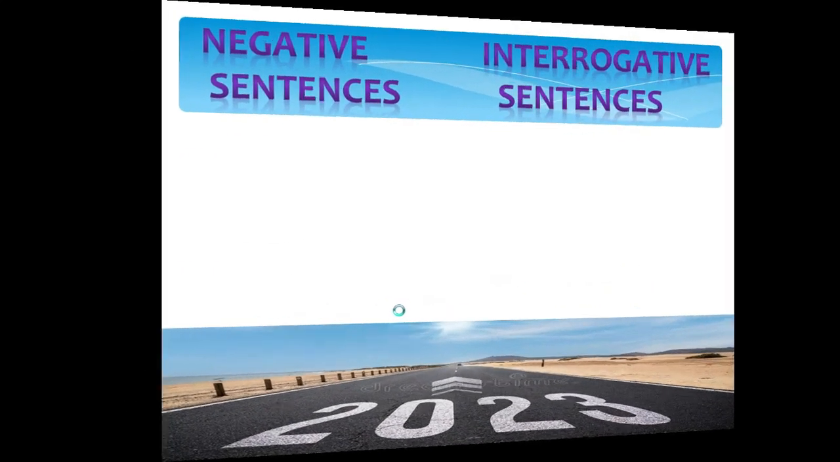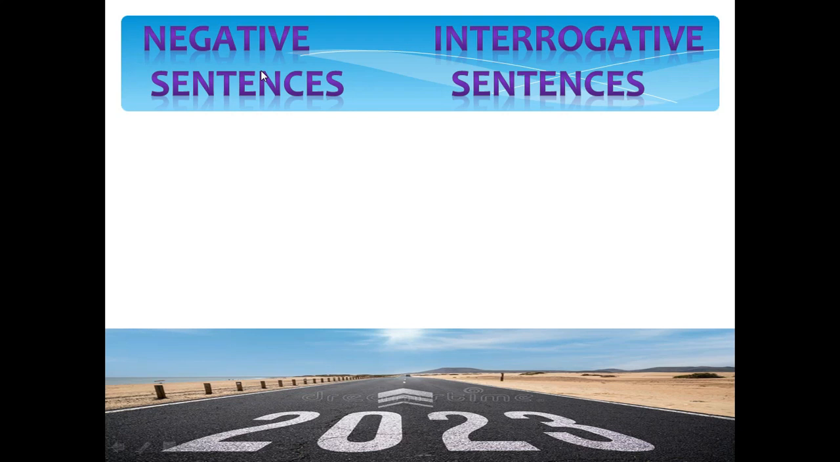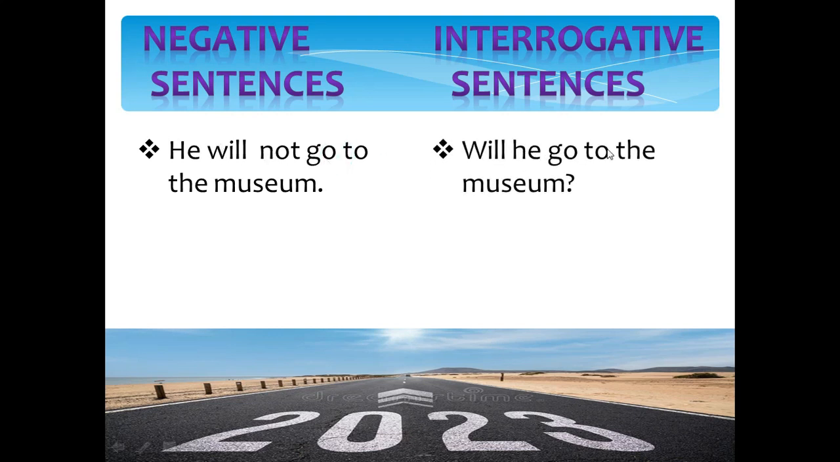Now let's see negative and interrogative sentences. The negative of the first sentence will be he will not go to the museum. You just have to put not after the helping verb. Now you have to change this sentence into an interrogative sentence. He will not go to the museum. You just have to put will before the subject and skip not. So it will become will he go to the museum? Like this.